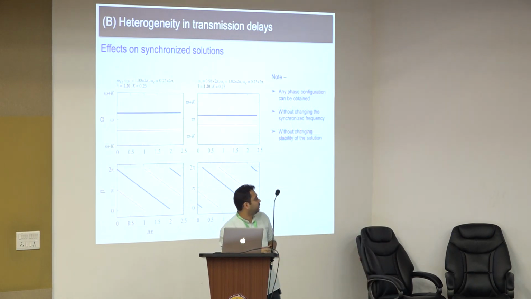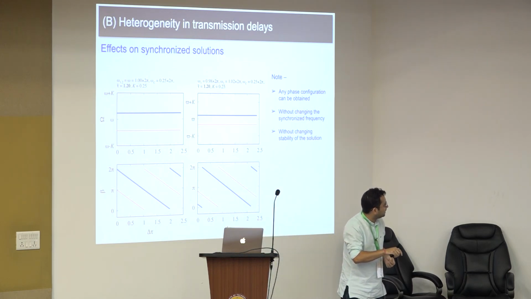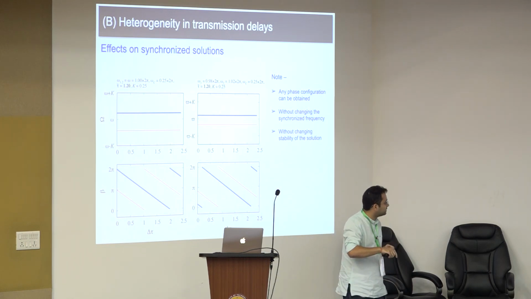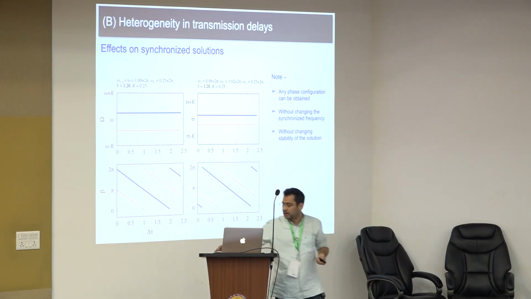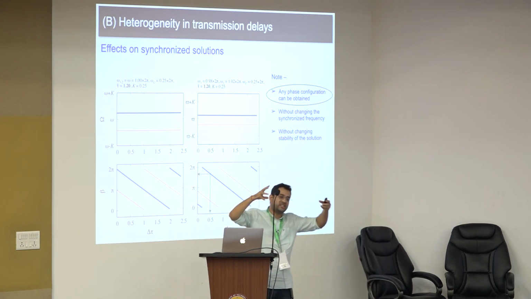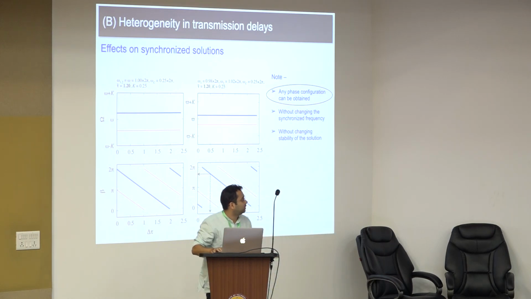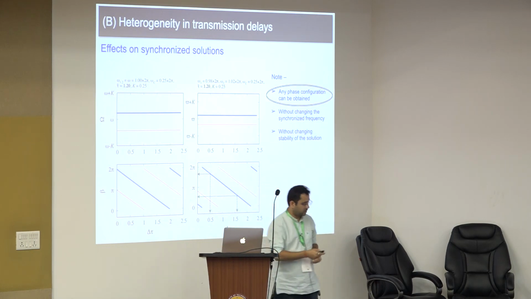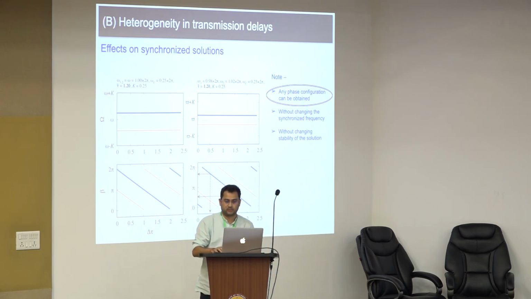And this is what we can do in this case. So these are the two solutions. We can get any phase configuration by just tuning the delay heterogeneity in the system, because it's linearly dependent. It will not change the value or the stability of that solution, but we can change the phase configuration by tuning. Any phase configuration can be obtained by tuning delay heterogeneity. And this happens with other parameters as well.